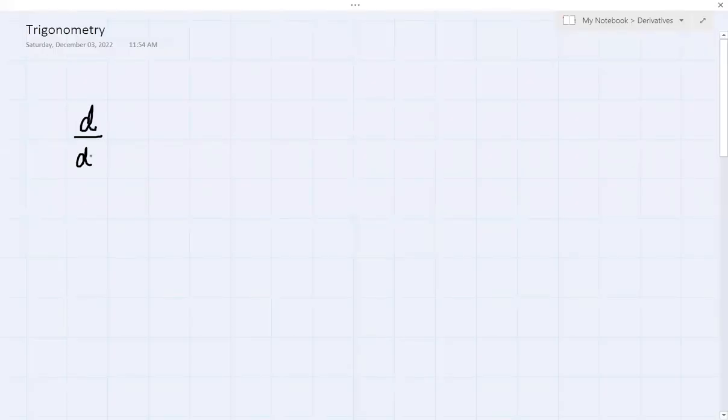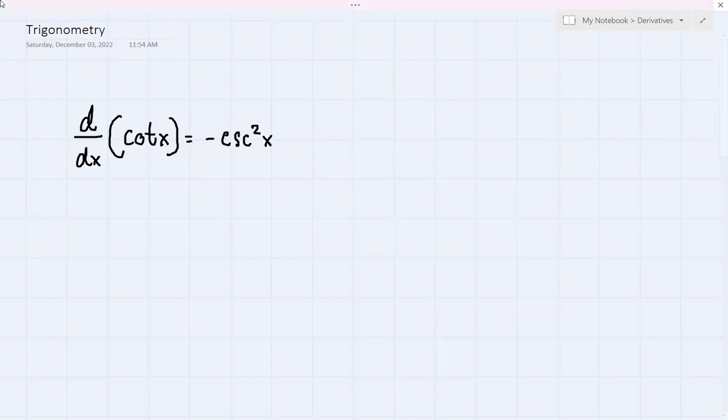So, in here, we are now asked to get the derivative of cotangent x. Okay? So, dito naman, derivative of cotangent x is negative cosecant squared x. That's it. The derivative of cotangent x is negative cosecant squared x. So, let's have an example.